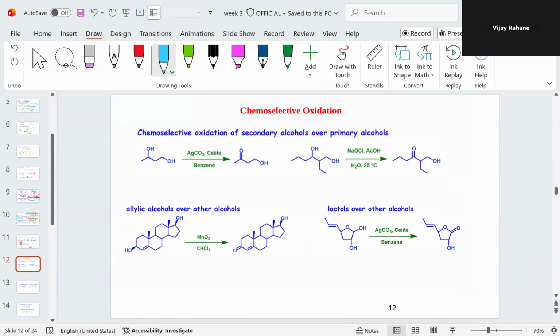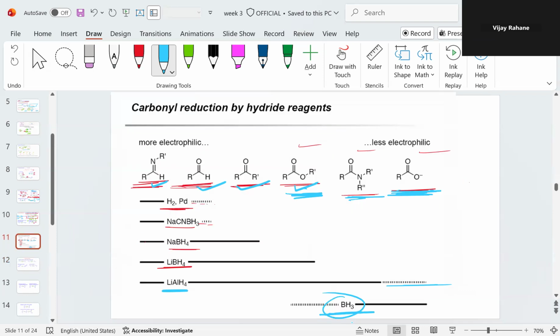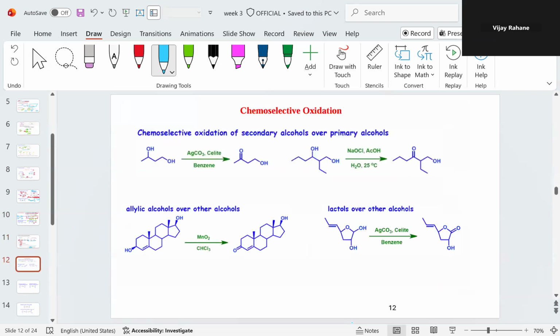Okay, so I'll move to the further part on oxidation. Whatever we have seen up to here was reductions, but there are also some chemoselective oxidation reactions. Let's say we have a starting material which has two different types of hydroxy group. This is the secondary hydroxy, this is the primary hydroxy group. If you use silver carbonate on Celite in the presence of benzene solvent, we can selectively oxidize this secondary hydroxy group and leave this primary hydroxy group unaffected.